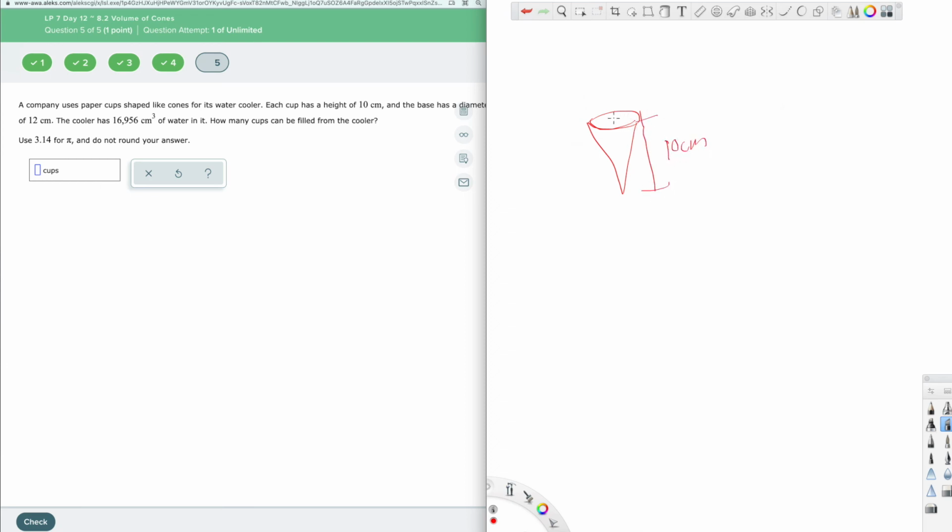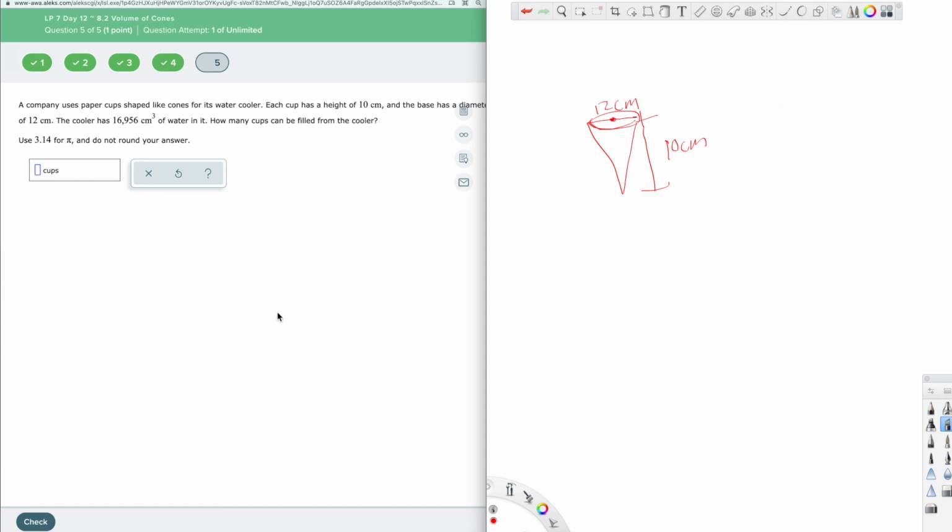And it has a radius. Nope, sorry, diameter. I said radius already and corrected myself and then corrected myself again. So the diameter is 12 centimeters. The cooler has 16,956 centimeters cubed of water in it. How many cups can be filled from the cooler? All right, so they're not asking us to find volume, but we need to find volume to answer the question.